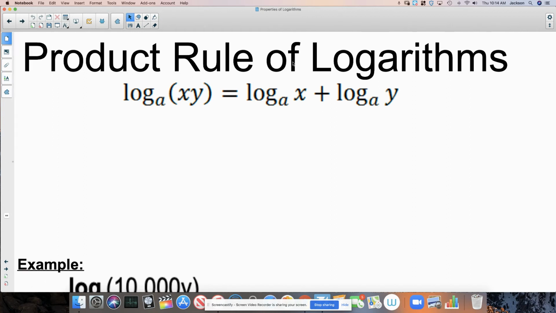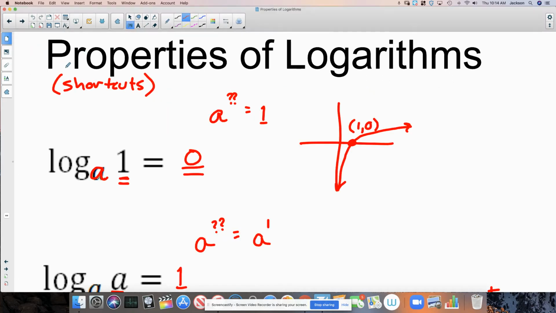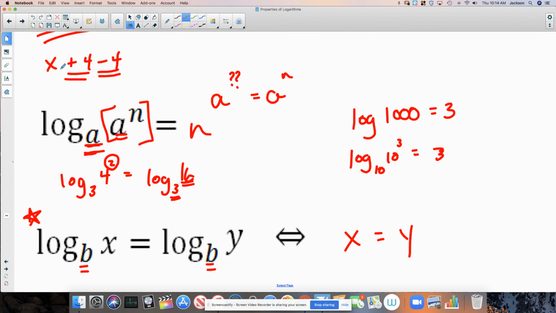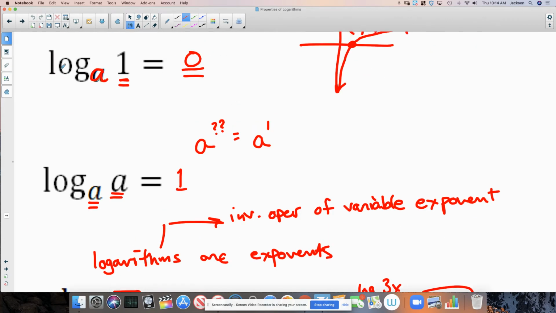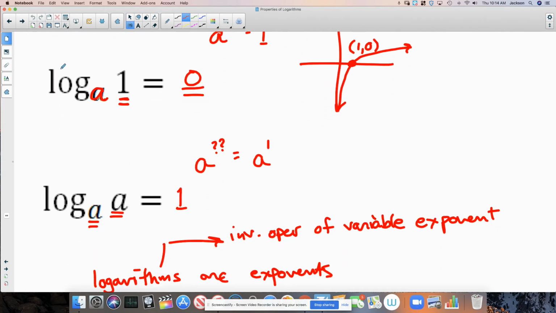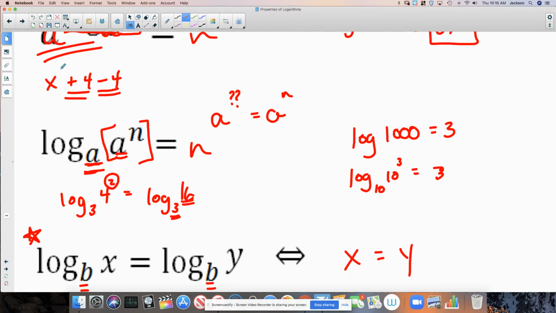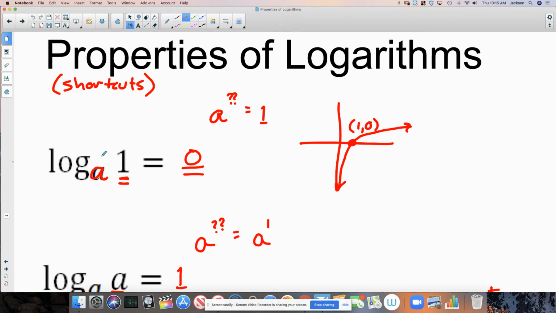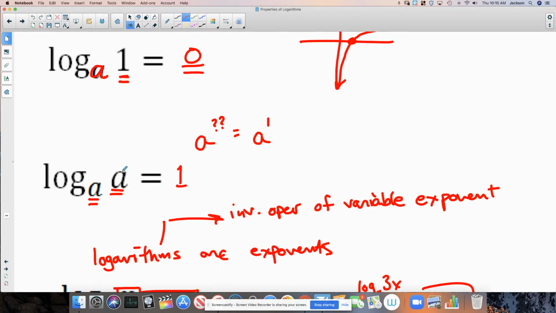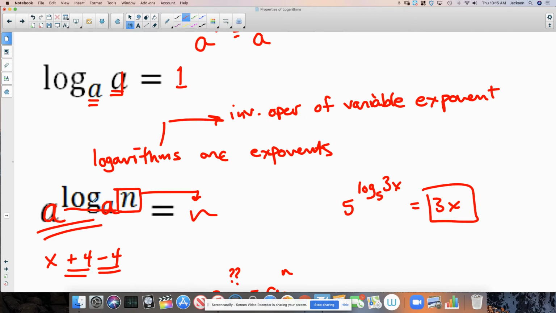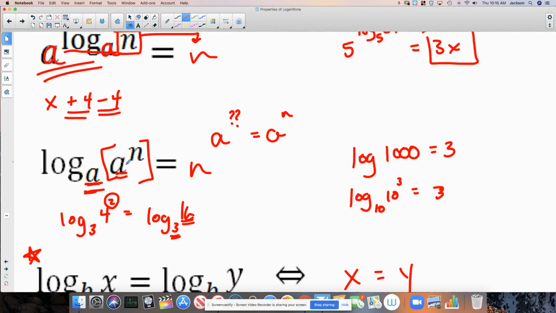Let's look at some very specific rules for logarithms. So we just talked about, in a previous video, some of these pretty generic properties. We can call them properties, but they're really shortcuts for evaluating very specific types of singular logarithms. Inside these logs, we had one, we had a. This one was a logarithm raised to a power. This one had a power on the inside of the logarithm.